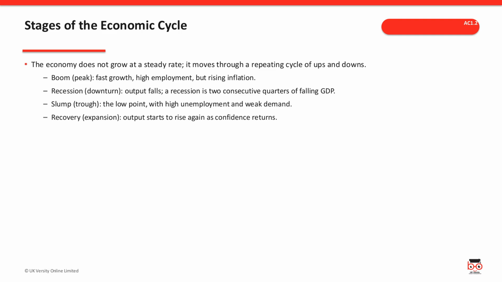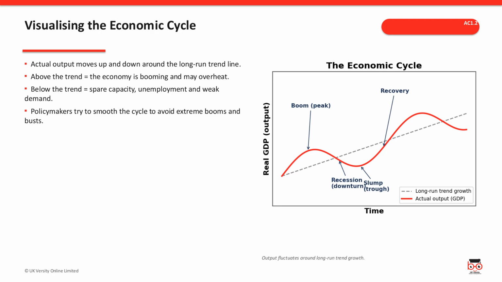The UK lived through this in 2008, when the financial crisis tipped a long boom into a deep recession. This chart shows actual output wobbling up and down around a long-run trend line, that steady average rate the economy tends to grow at over time. When the line rises above trend, the economy is booming and may start to overheat, with shortages and rising prices.